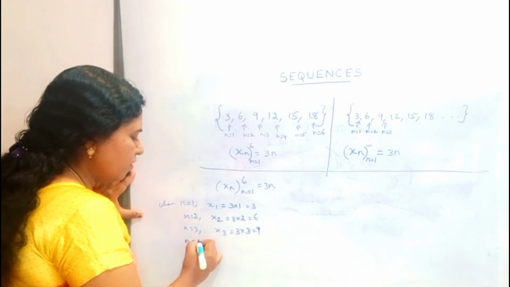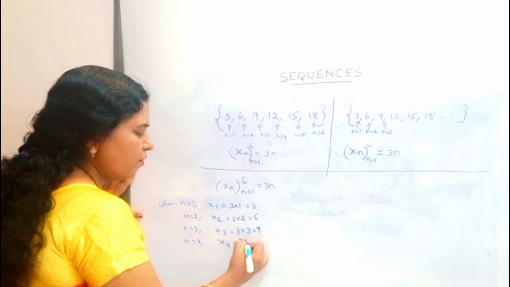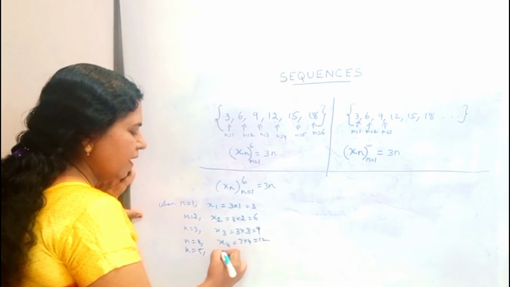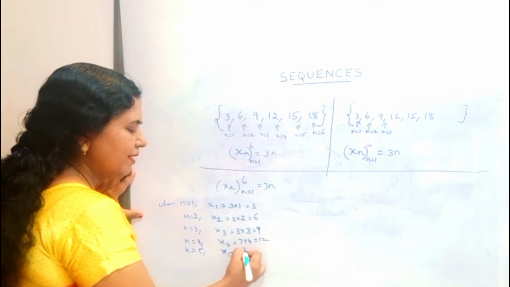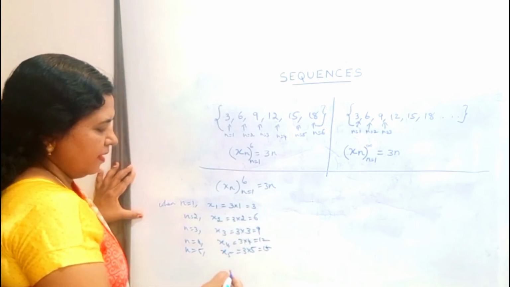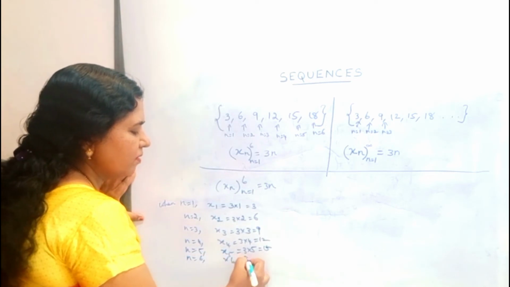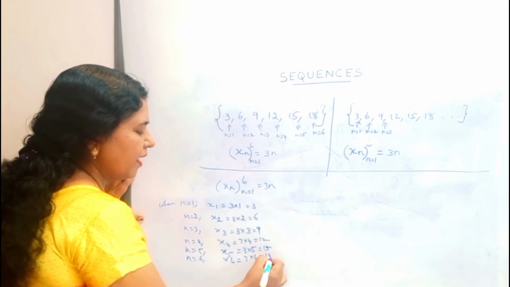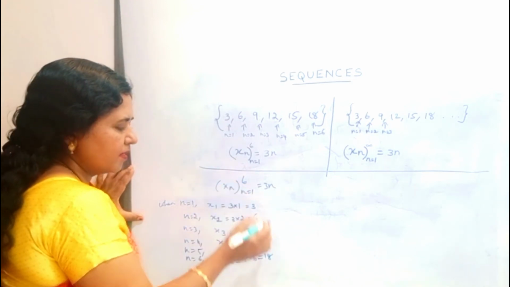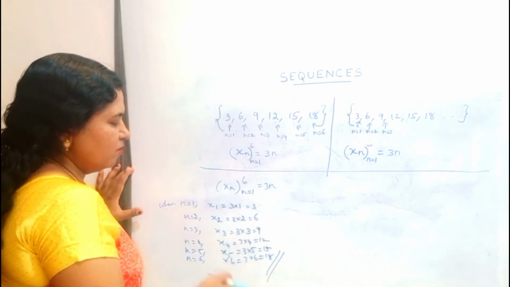When n is equal to 4, x4 is equal to 3 into 4. So it is equal to 12. And when n is equal to 5, x5 is equal to 3 into 5. So it is equal to 15. And when n is equal to 6, x6 is equal to 3 into 6. So it is equal to 18. And we have to stop for n is equal to 6. So we have got the values for the terms.